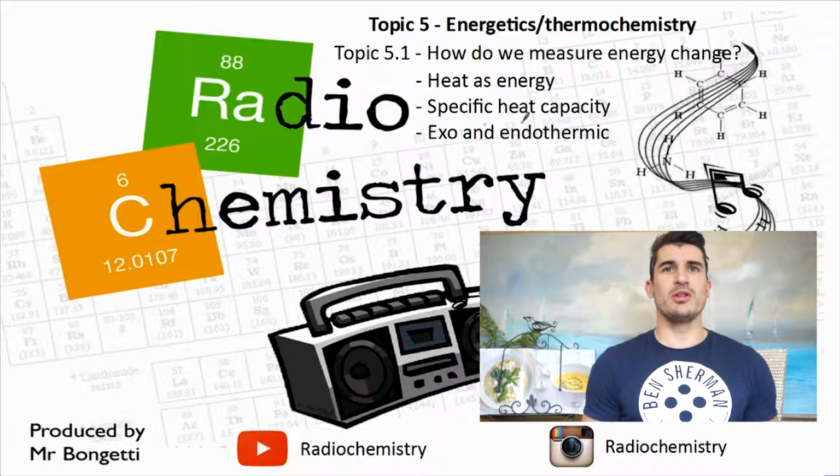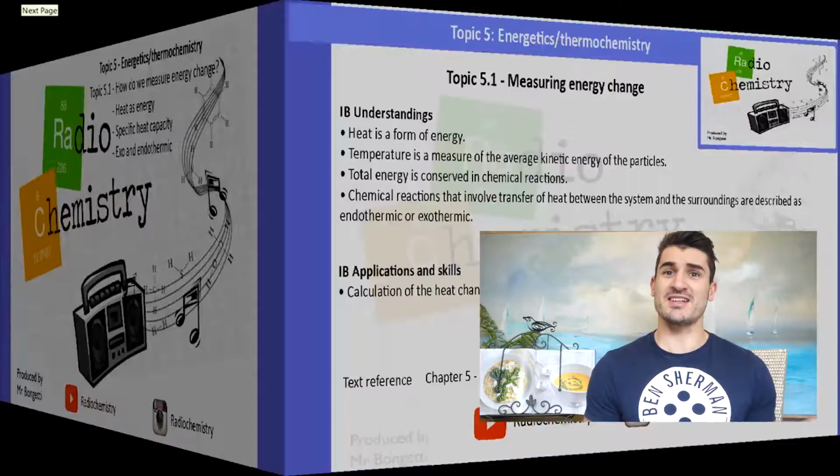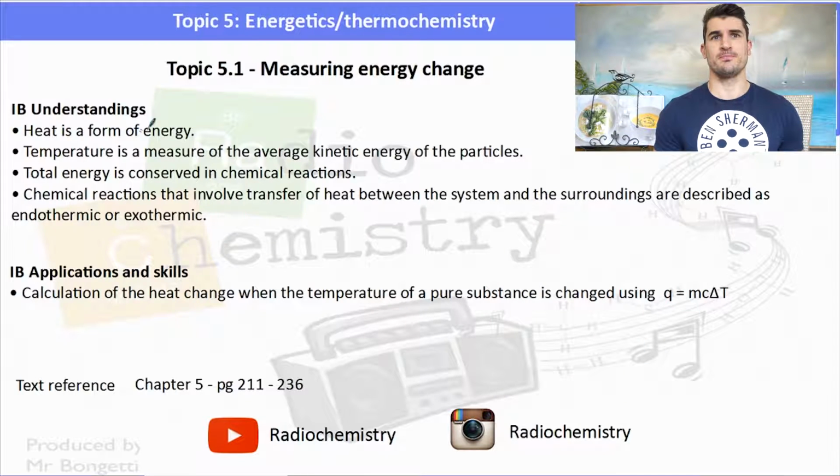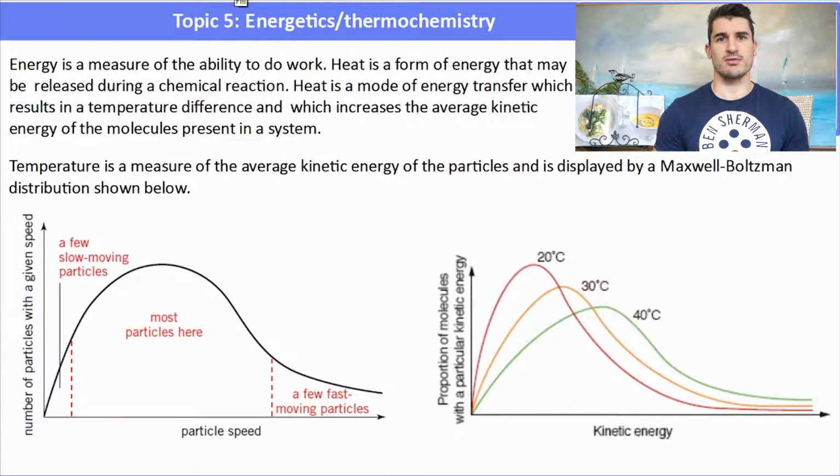Alright, 5.1, we look at heat as energy, we talk about specific heat capacity, and we look at exothermic and endothermic reactions. The IB understandings is about heat and temperature and how that impacts the kinetic energy, and also we need to talk about what is an exothermic and endothermic reaction. Now, energy is the measure of the ability to do work, and heat may be released during a chemical reaction.